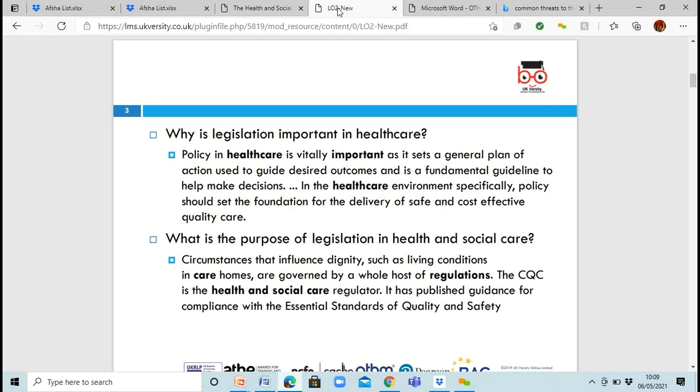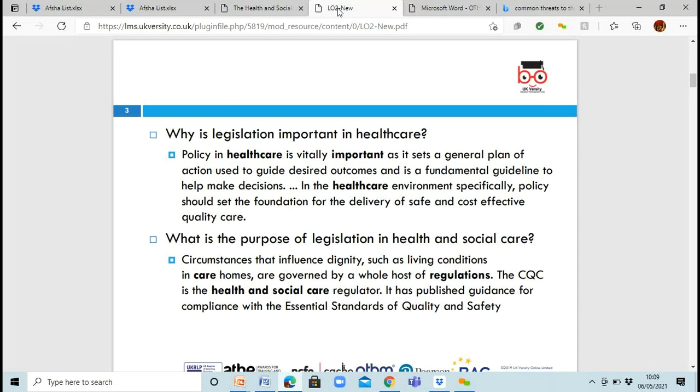In regard to healthcare, why is legislation important? Policies, like I've just mentioned, in healthcare are really important. They give you that focus, that general idea, that plan of action, where you know exactly what you need to do. It sets guidelines and helps you to make decisions. You know exactly what is acceptable within your workplace and what isn't.